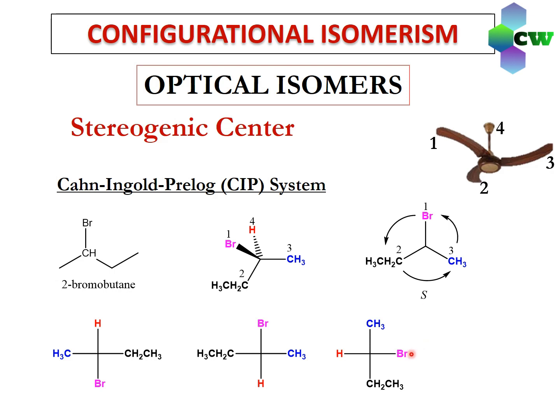So in this case, you are moving clockwise, but because H is above the plane, this clockwise rotation means S configuration. Now if you stand right here and look at the molecule from this angle, this H will appear as if it is to your right and bromine to your left. So again, they are on the horizontal axis, H to the right, Br to the left. This time C2H5 is up, CH3 is down. And again, H is on the horizontal axis, so it is above the plane.